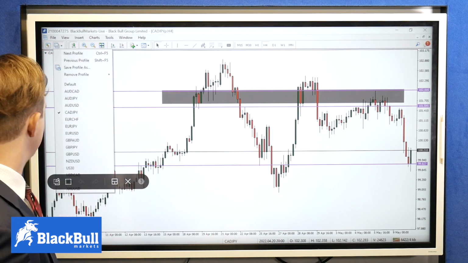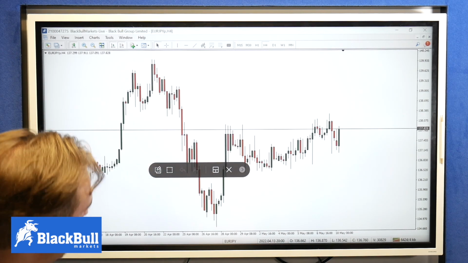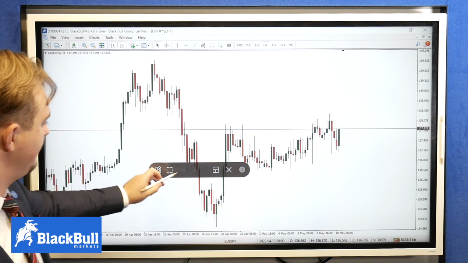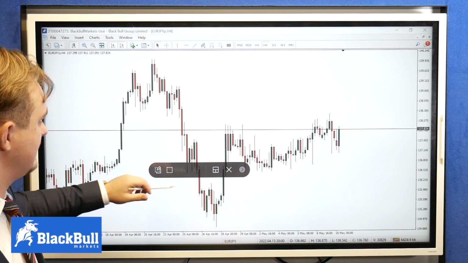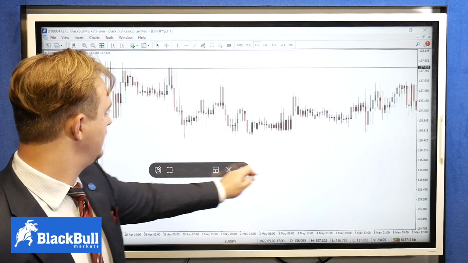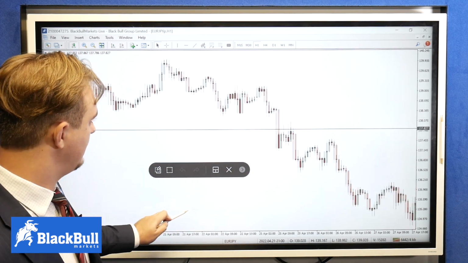Very nice. Let's have a look at Euro JPY. I don't see anything on Euro JPY. We had a bit of something here, which does look quite nice. Let's have a look at that one. That is actually a fairly nice pin. I want to pop it onto the hourly, pull it across. Let's see if we can find it. It was right over here.